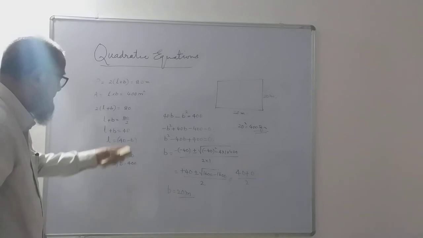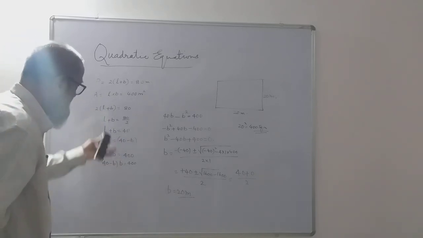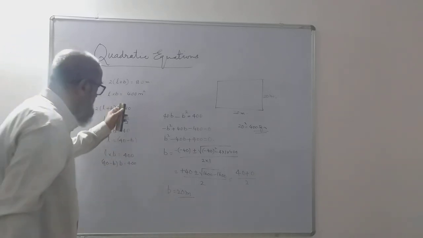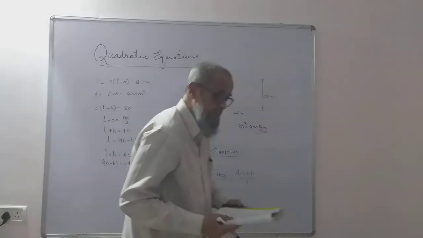You can write that it will not be a rectangular park, but it will be a square park because both length and width will be same.